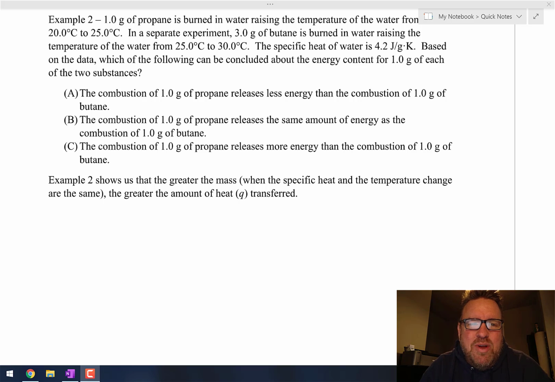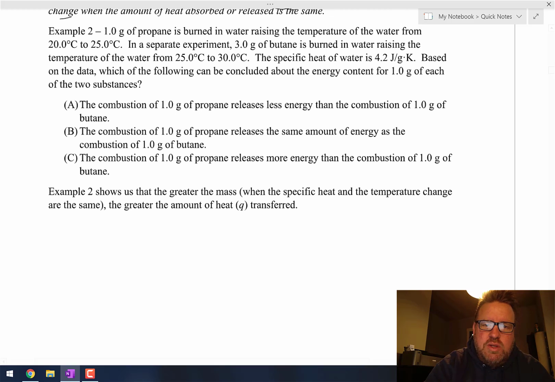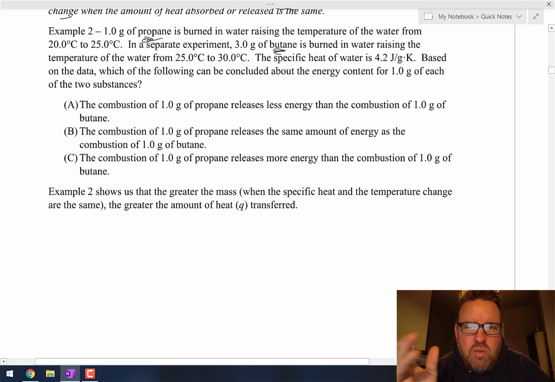In our second example here of specific heat, it says that 1 gram of propane is burned in water, raising the temperature of the water from 20 to 25 degrees Celsius. In a separate experiment, 3 grams of butane. So notice it's not the same thing. It's propane and butane. They're both burned in water, raising the temperature of the water from 25 to 30.